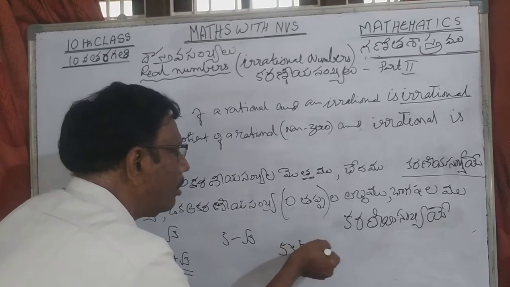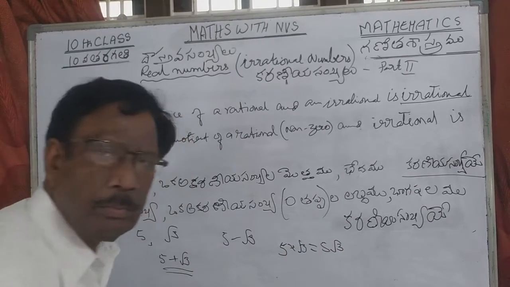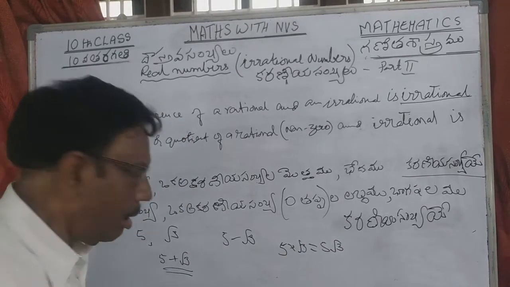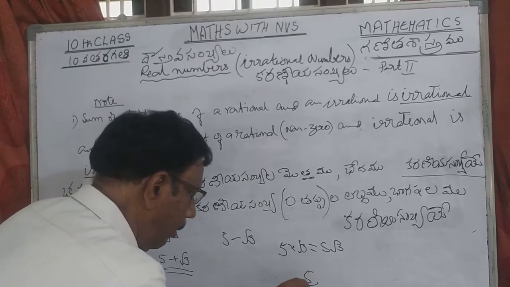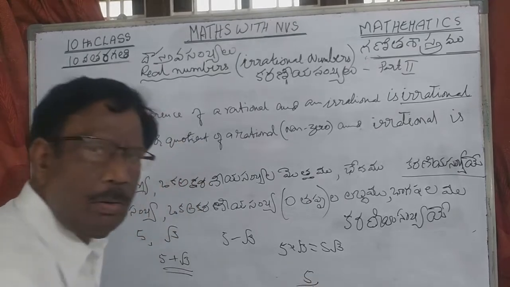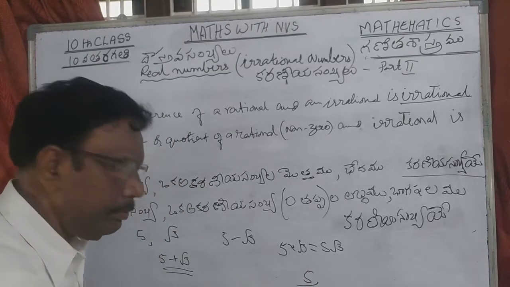But 5 into √3, what is 5 into √3? It is 5√3 only. The product is also irrational. Or 5 by √3, also the same.